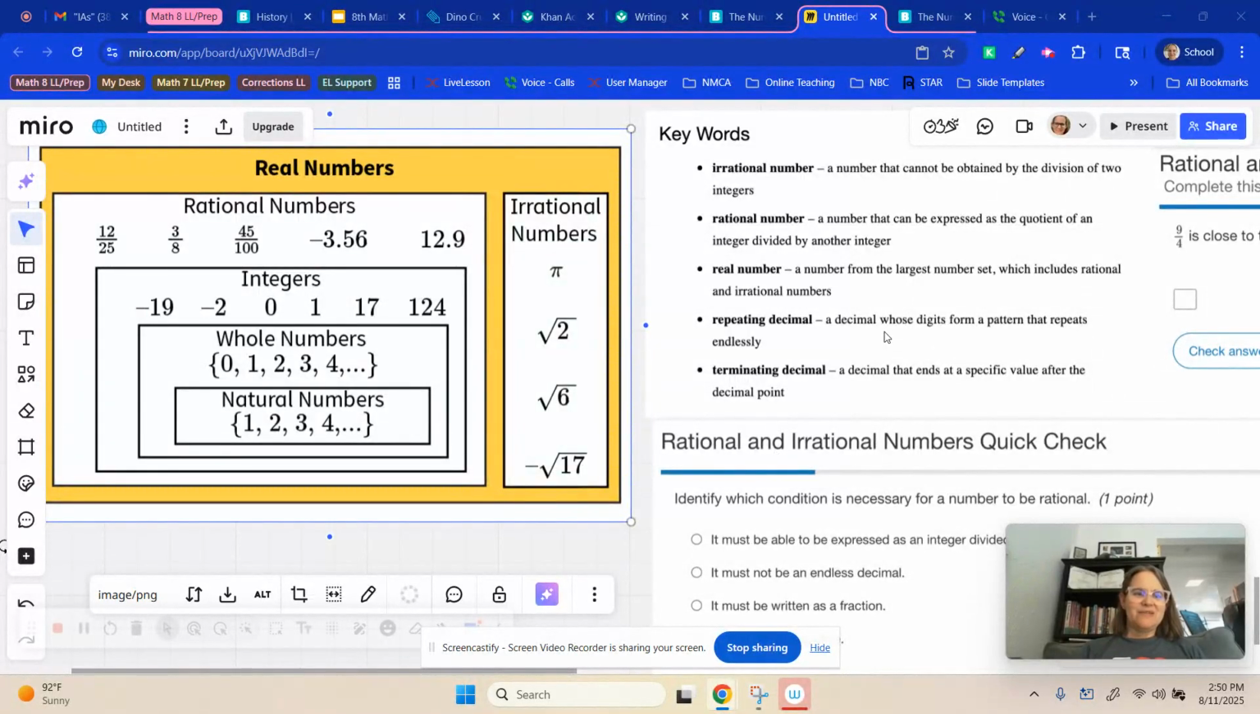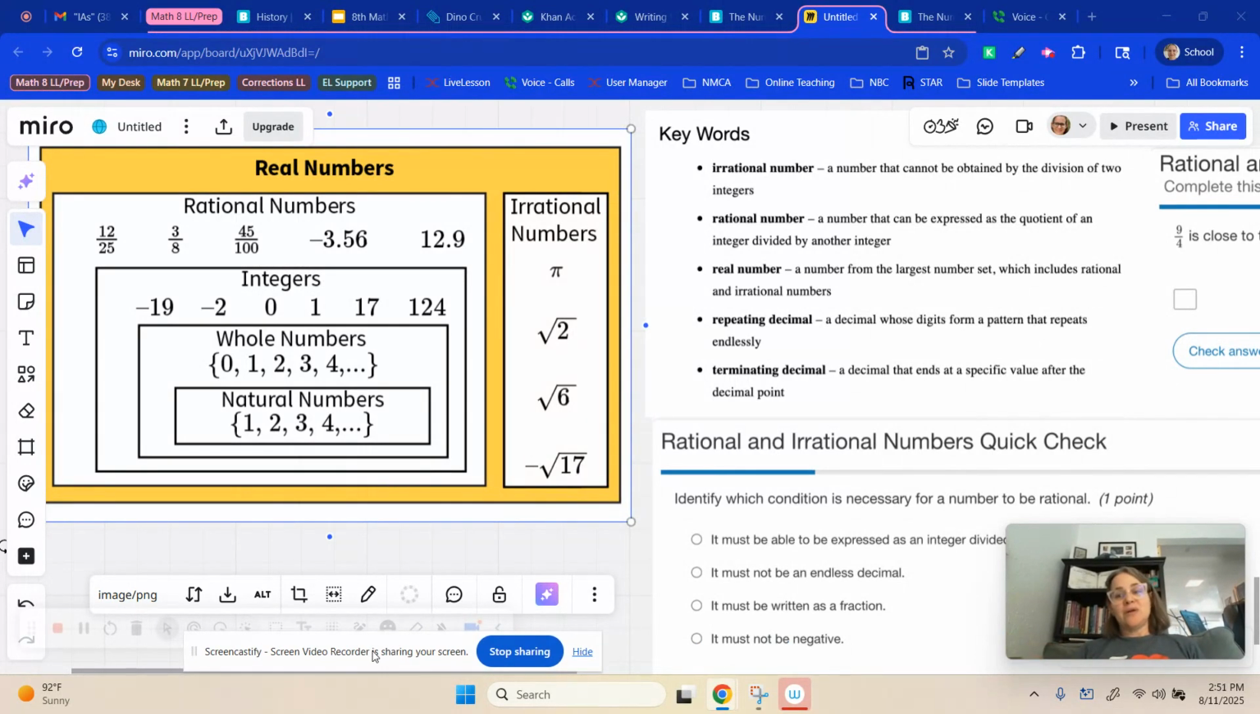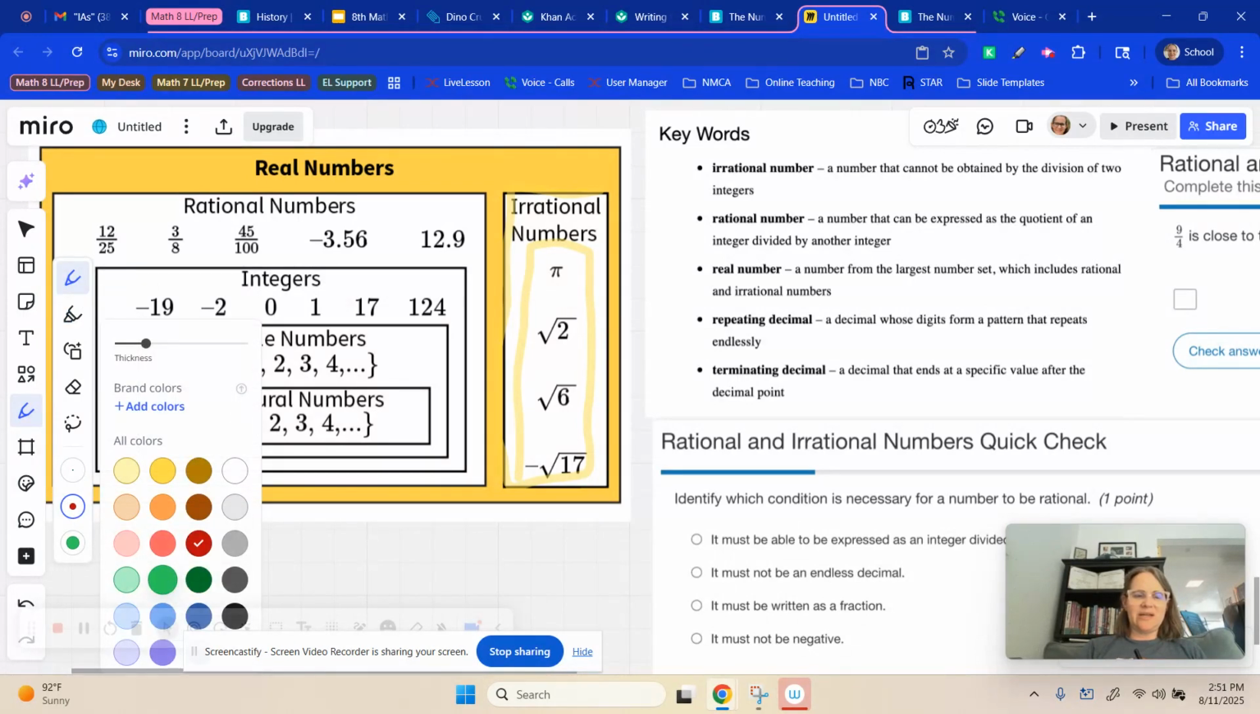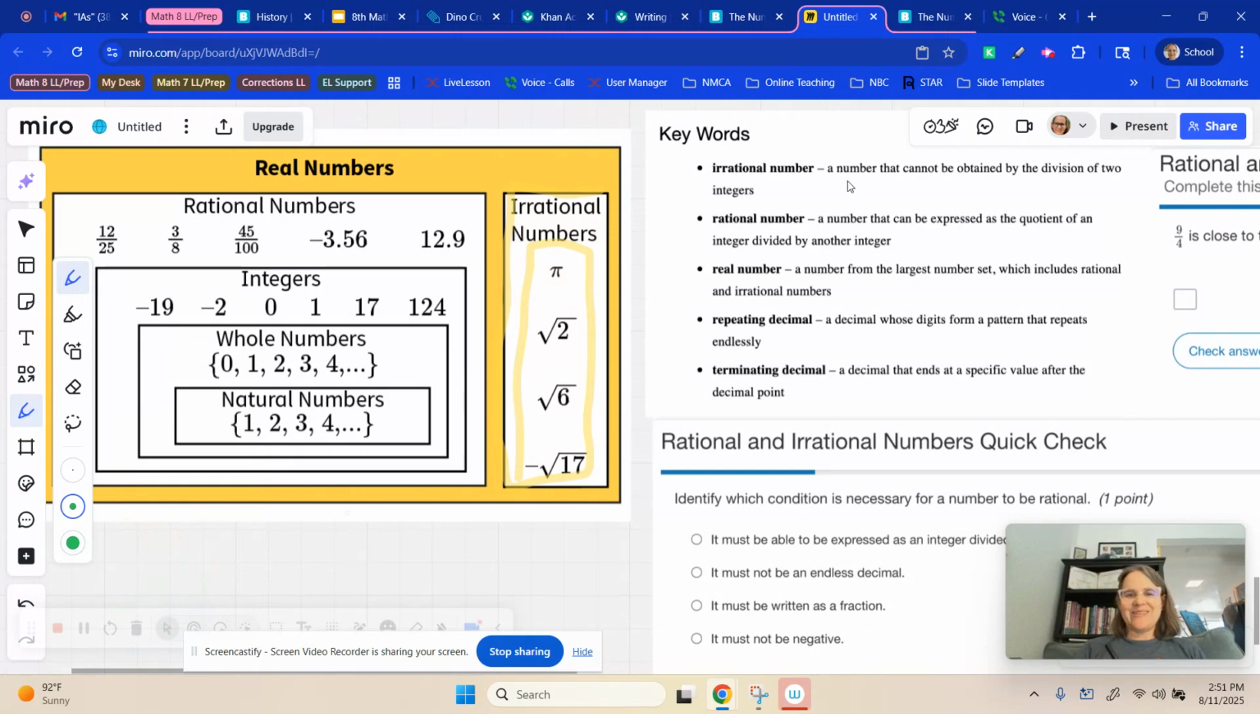Hi guys. So in this lesson, lesson 3, you're going to start looking a little bit more at those irrational numbers. So we're going to be focusing over on this side where pi is and where the square root of 2, square root of 6, square root of negative 17, all of those are. Okay, so those are our wacky numbers that go on and on and on with no pattern when they're converted to decimals.